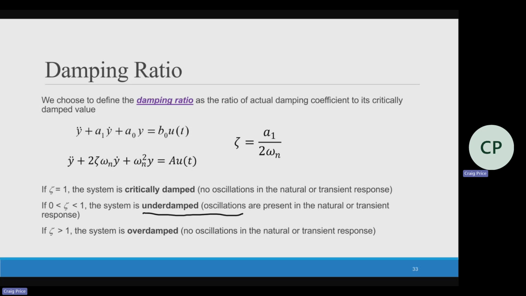So basically 1 is kind of the breaking point. If I'm less than 1, I see oscillations. Once I hit 1, that's critically damped. Anything greater than 1 is overdamped, and it's just going to be a smooth curve for that output graph.